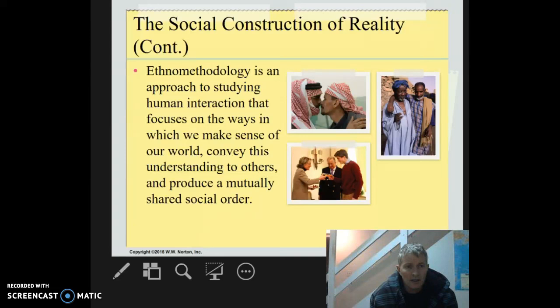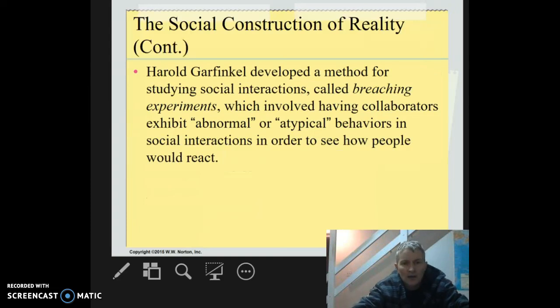Social construction of reality. Another important aspect to that is ethnomethodology. This is an approach to studying human interaction that focuses on the ways in which we make sense of our world, convey this understanding to others, and produce a mutually shared social order. This is an idea from Harold Garfinkel, who developed a method for studying social interactions called breaching experiments, which involved having collaborators exhibit abnormal or atypical behaviors in social interactions in order to see how people would react.